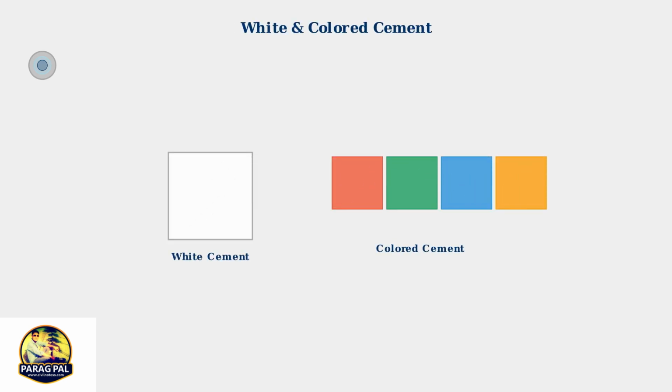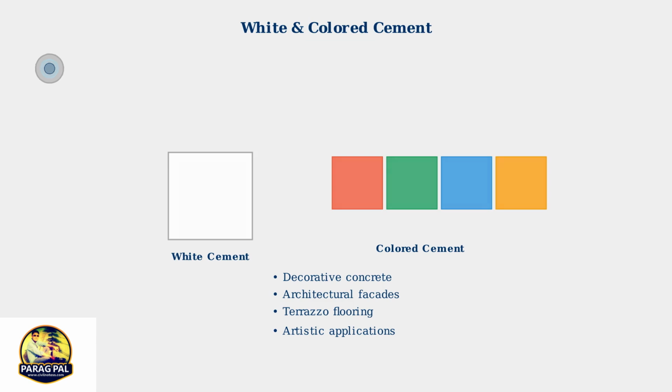White cement uses iron-free raw materials to achieve its pure white color, while colored cement incorporates pigments for architectural applications. These specialized cements are used in decorative concrete, architectural facades, terrazzo flooring, and artistic concrete applications, where appearance is as important as structural performance. Each specialized cement type addresses specific engineering challenges, from rapid construction needs to extreme environmental conditions, ensuring optimal performance in diverse applications.